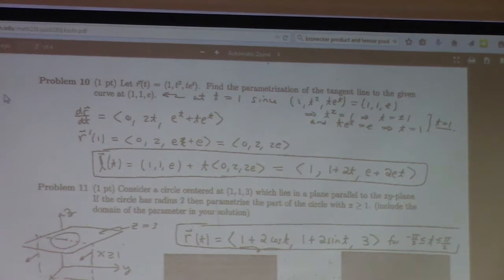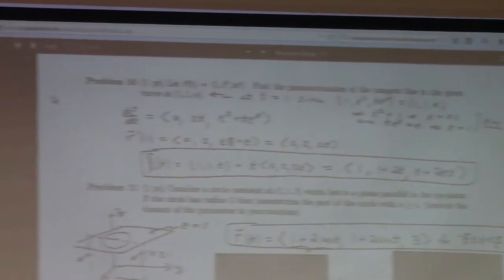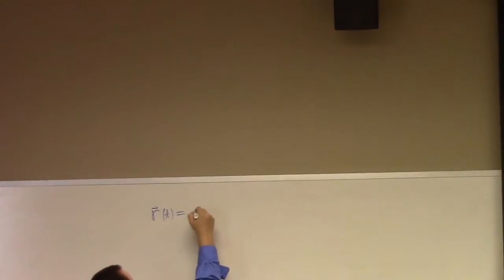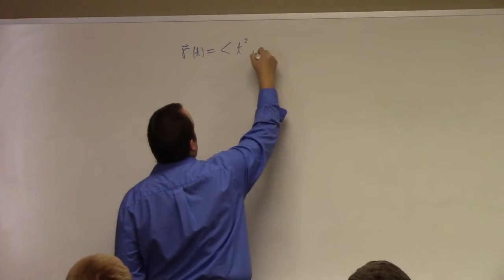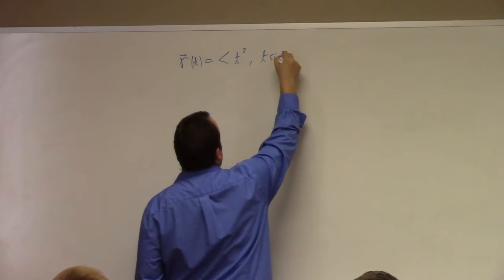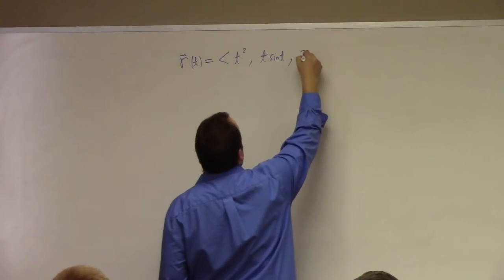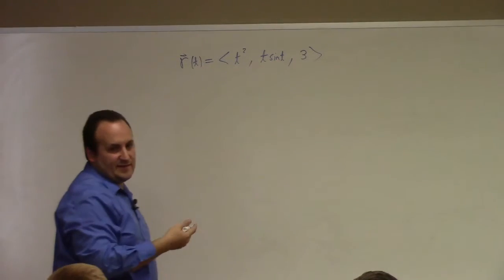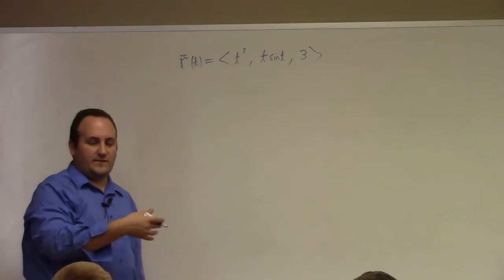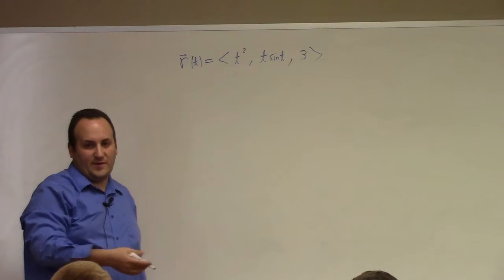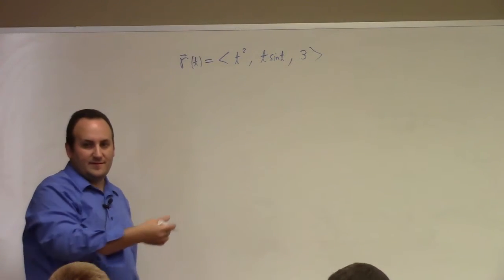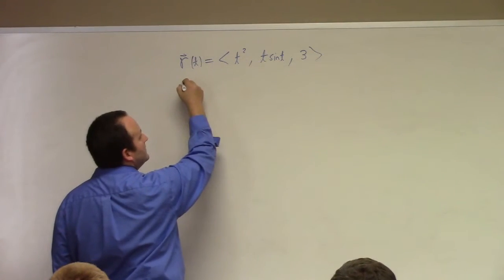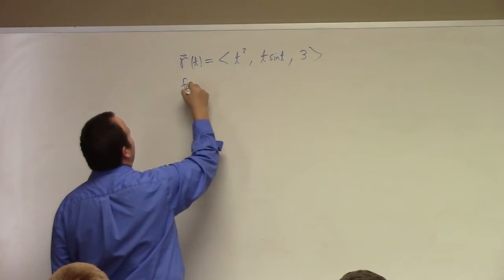So basically the question is, you've got r of t equal to some curve, here t squared, t sine t, 3. And I can say find the parameterization of the tangent line at some point. You pick a point, whatever you want. What do you want? Say again? 62? Okay. Find the parameterization.